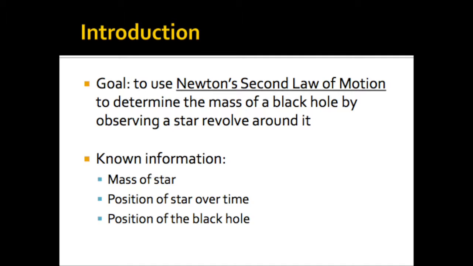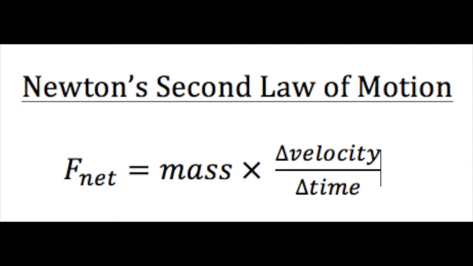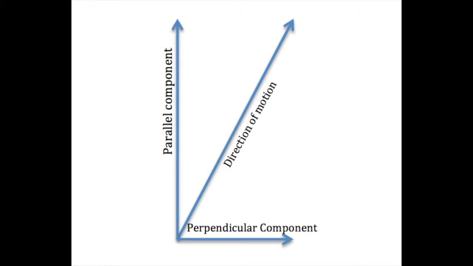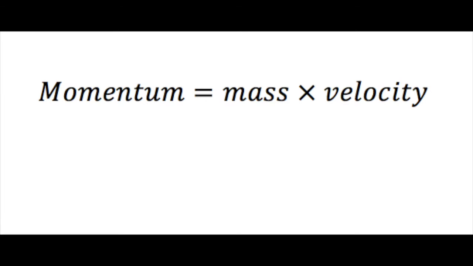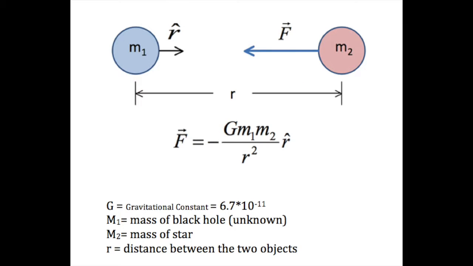As we know, Newton's second law equals F net equals mass times the derivative of velocity over the derivative of time. With the calculated information, we will be able to deconstruct the momentum into parallel and perpendicular components, and since momentum already takes mass into account, we can figure out the F net. With the F net, we can plug it into Newton's gravitational force law, shown here, to figure out the unknown variable that we are looking for, which is the mass of the black hole.